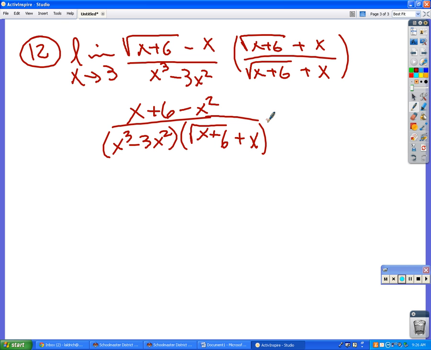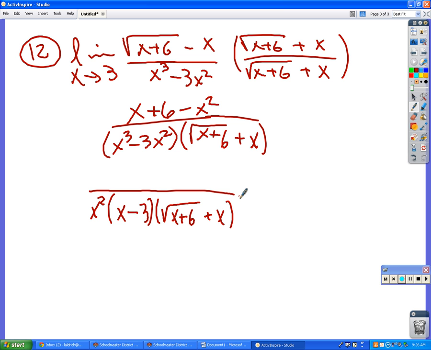Well, let's simplify the top first. Okay, this is going to be fun. You can factor out an x squared from the bottom, right? So we're going to pull out the x squared there and make this x minus 3. Okay, this is awesome. This is a great problem. This should probably be on your test.